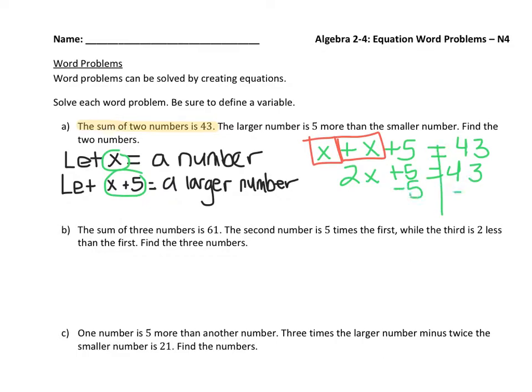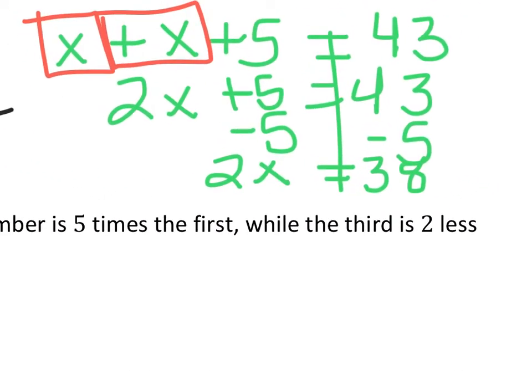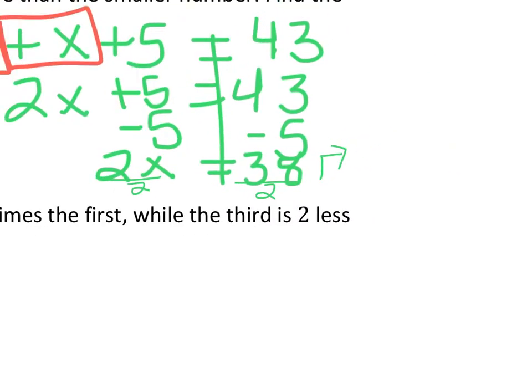Subtract 5 from both sides. And we get 2x equals 38. Let's zoom in a little bit here. We need to then divide by 2 on both sides. We'll write it over on this side. So we get x equals 19.